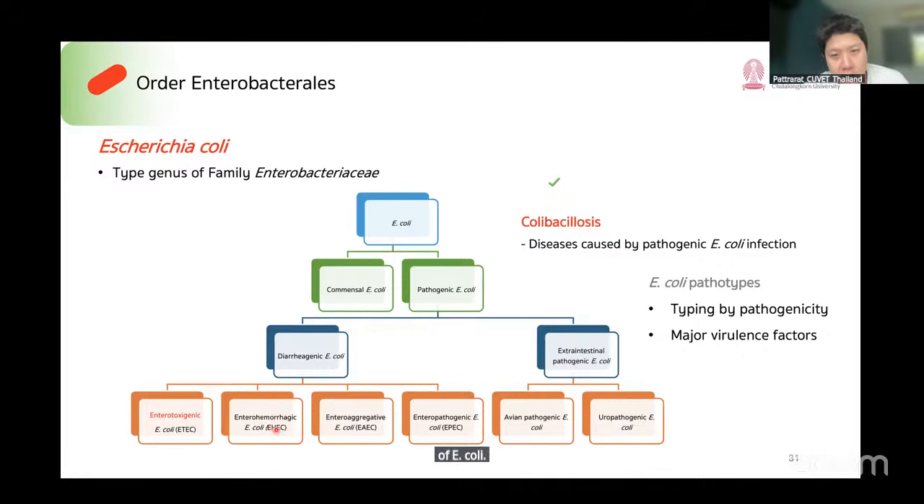And for extraintestinal pathogenic E. coli, for example, avian pathogenic E. coli, or APEC. APEC has a specific virulence factor that causes extraintestinal infections in avian species. Okay, we will go into the detail later.